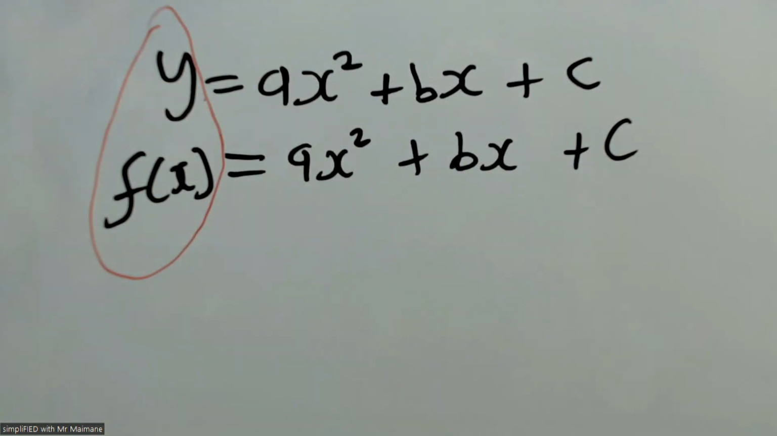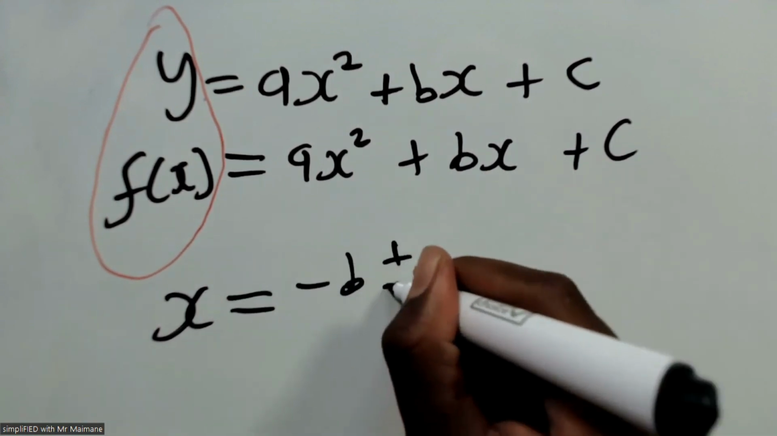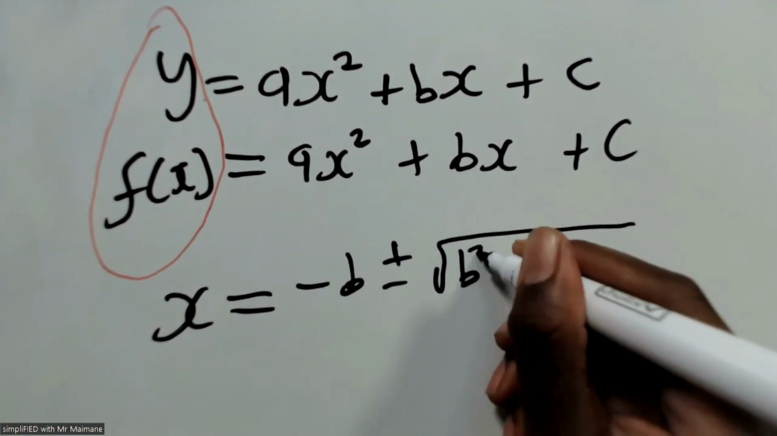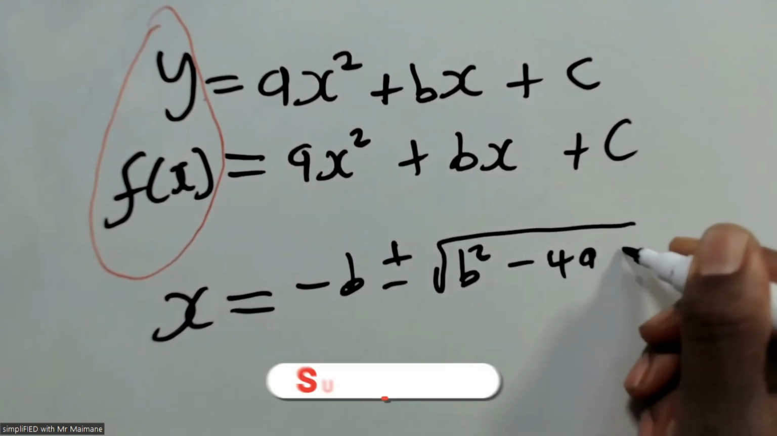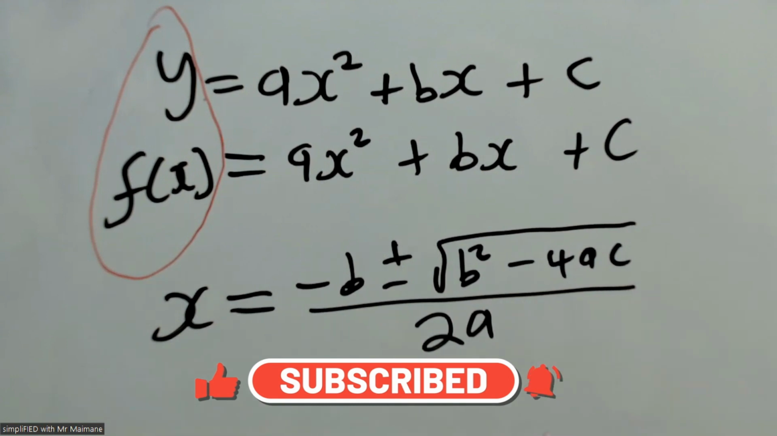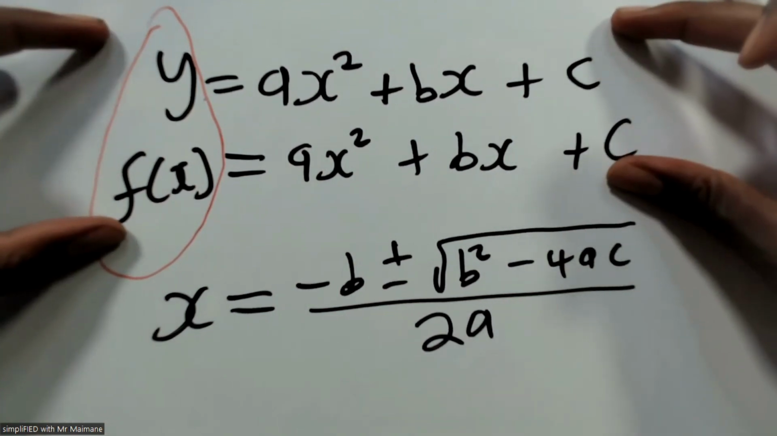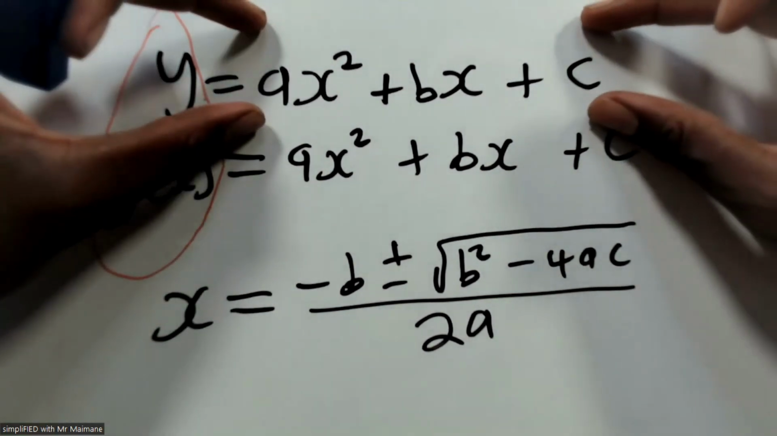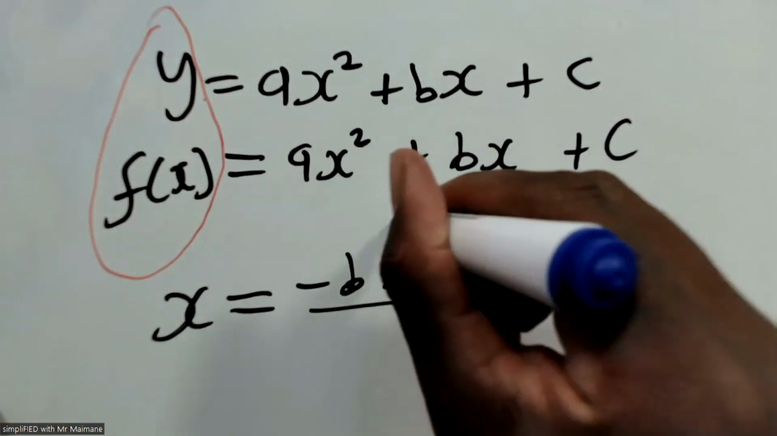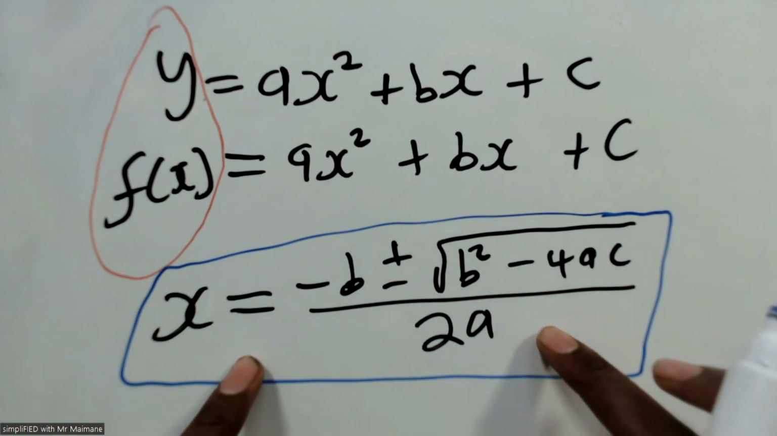And then we get to a point where they say the solution for this is minus b plus or minus the square root of b squared minus 4ac, all over 2a. This is what we know. The solution for a quadratic function is this, for the x-axis. So to solve the x part of a quadratic function, we use this formula.